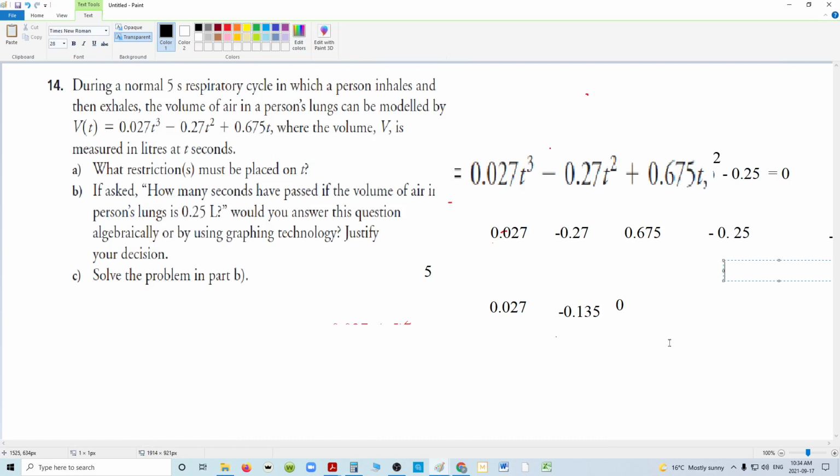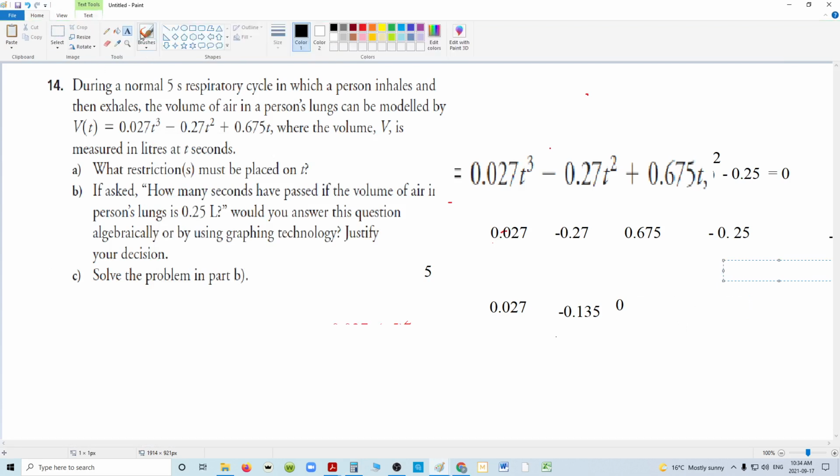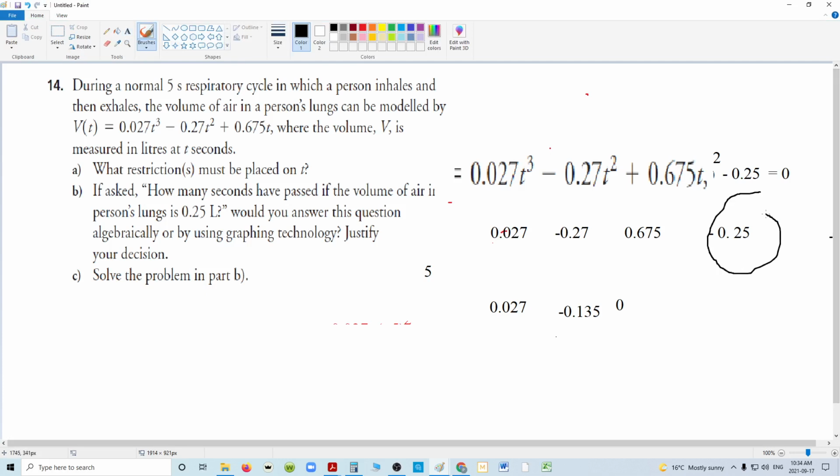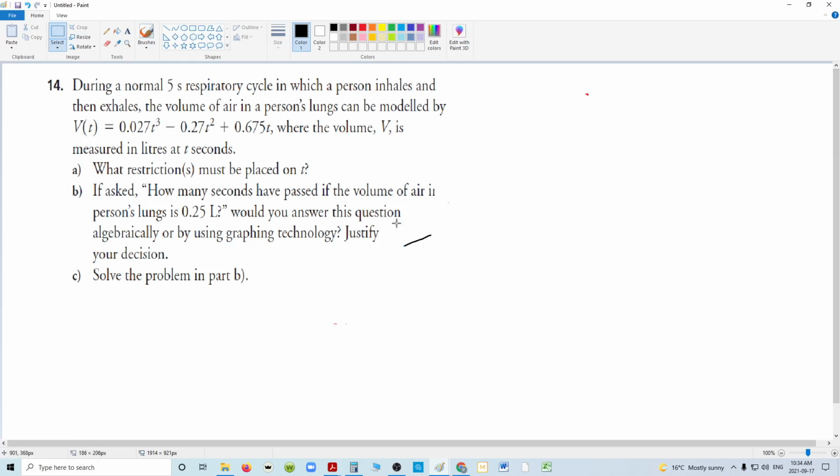And the reason 5 is no longer a factor, and this is where I made a mistake, is this whole graph was then lowered by 0.25. So 5 is no longer a factor. So now I actually can't use it like that. And it'd be very hard algebraically to figure out where 0.25 actually exists.